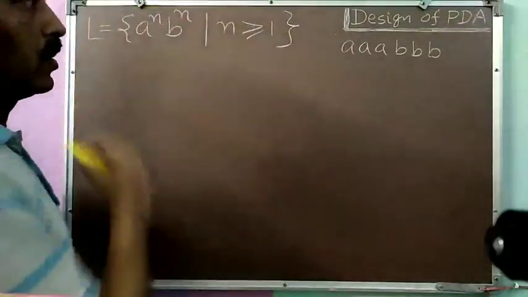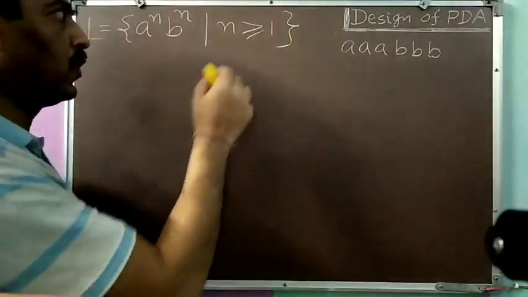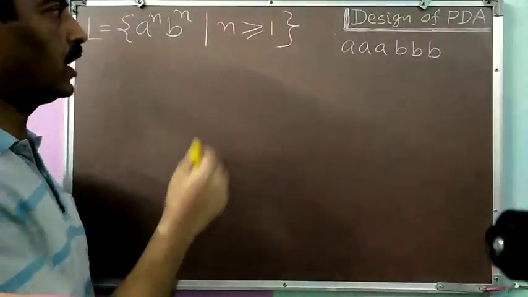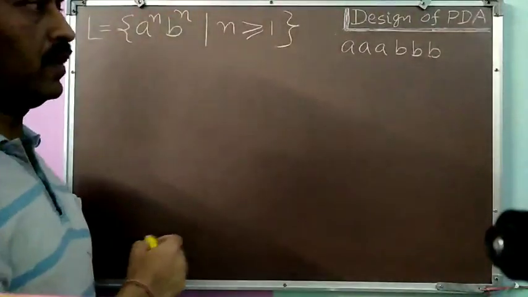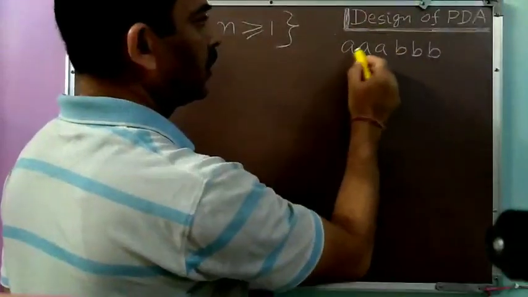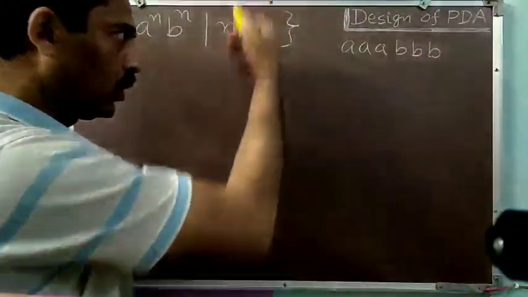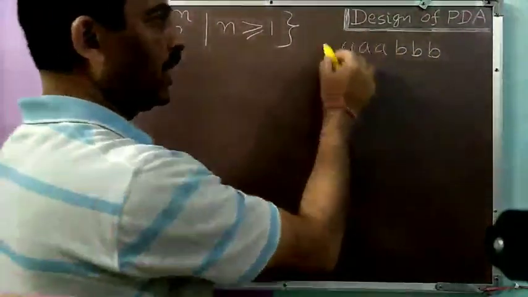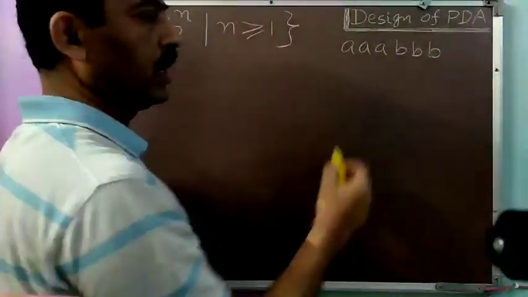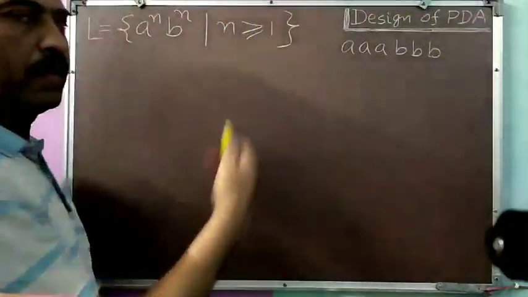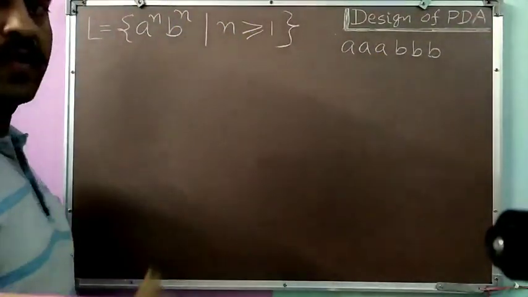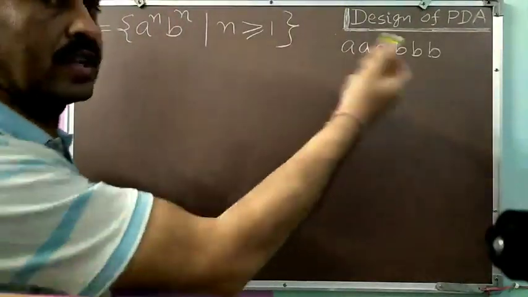For designing the PDA corresponding to the given language, we first have to take a word of sufficient length from this particular language. For example, I have taken triple A, triple B. During the discussion, we will come to know why I have taken this word, and why I have not taken single A, single B, because that will be the minimum length word from this language, or the other words.